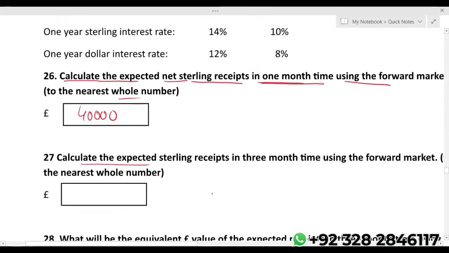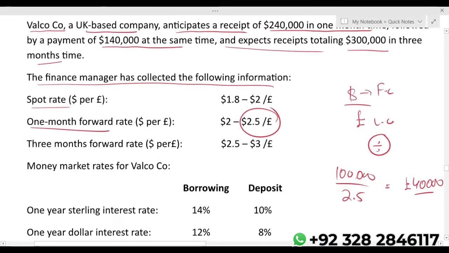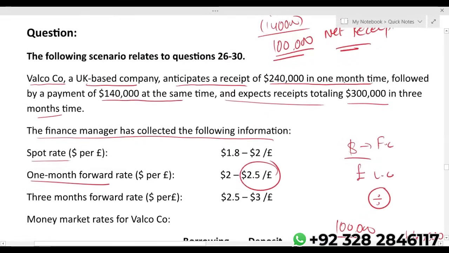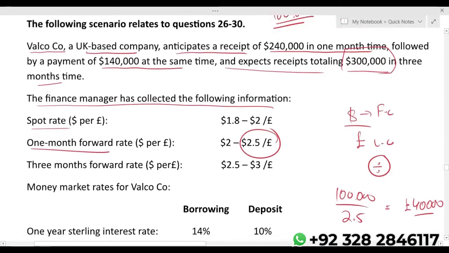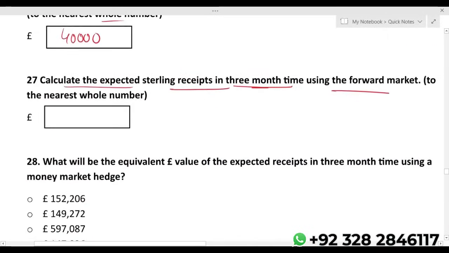Calculate the expected sterling receipts in 3 months' time using the forward rate agreement. Okay, forward 3 months. In 3 months' time, we have $3 lakh receipts. It's very straightforward. I would say 1 lakh is the answer. It looks like the examination team is very nice towards you.